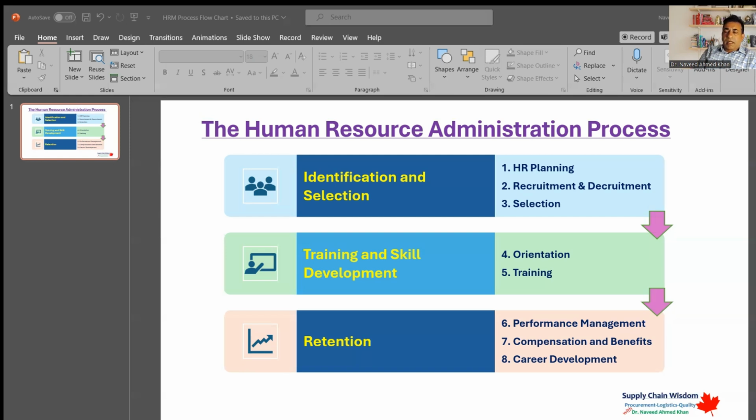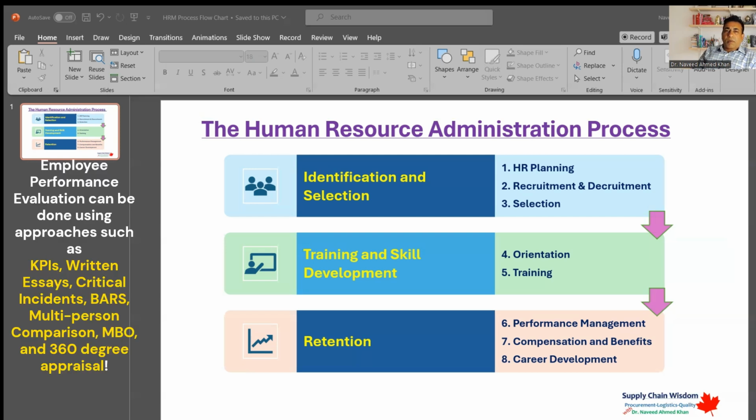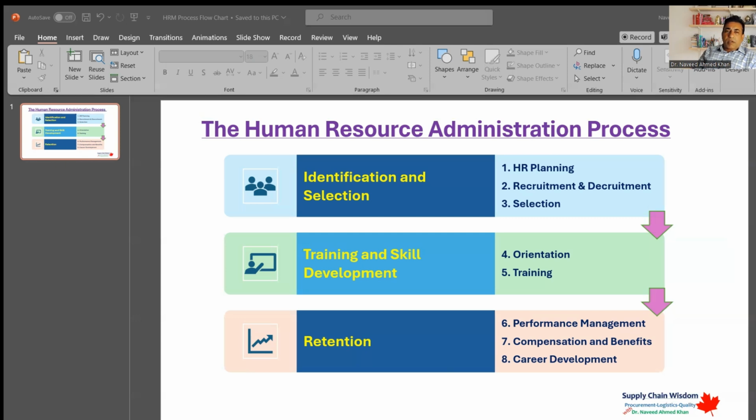Here comes the third step, which involves retention of the employees, right? There are three important steps here: performance management, compensation benefit, and career development. So the employee has started working in the organization, and has worked with the organization for a certain time period. Now it's time to evaluate their performance, right? Normally an organization might have an annual performance review program, where senior managers, peers, or subordinates of that employee might rate that employee, right? So there are different approaches, different tools an organization might use to evaluate that employee.